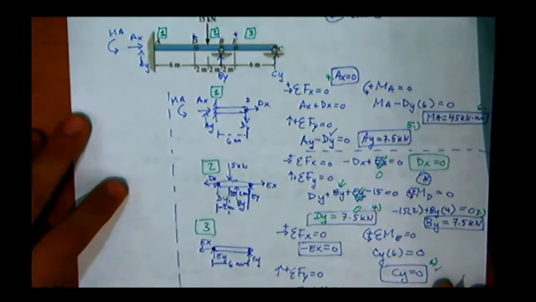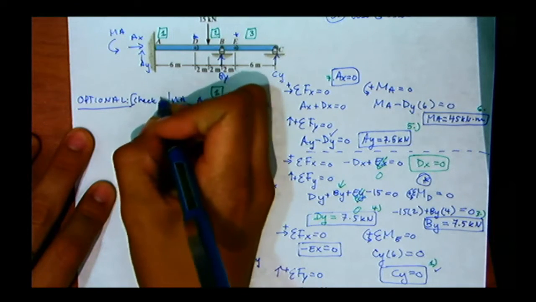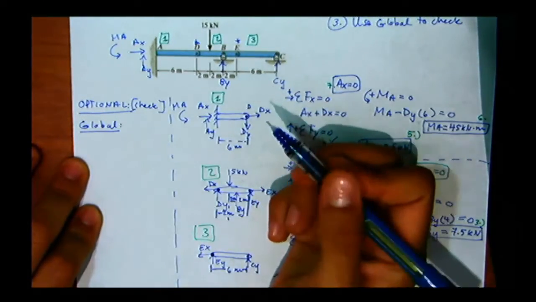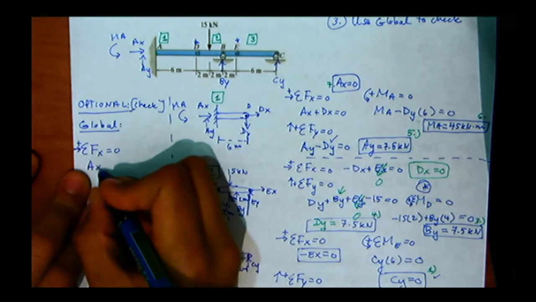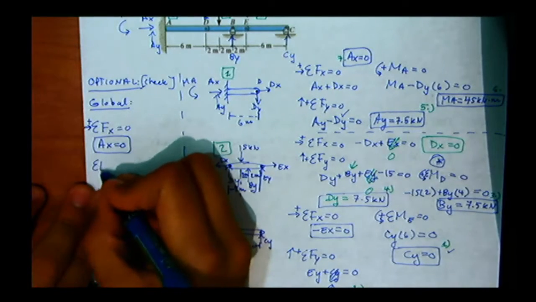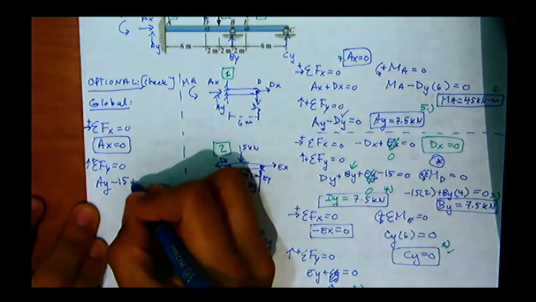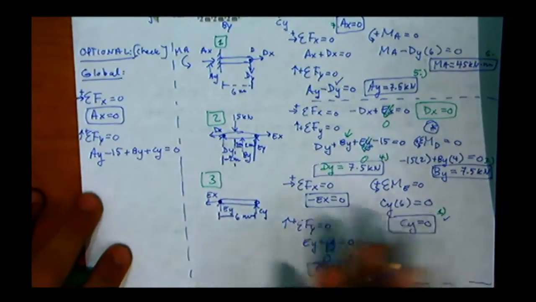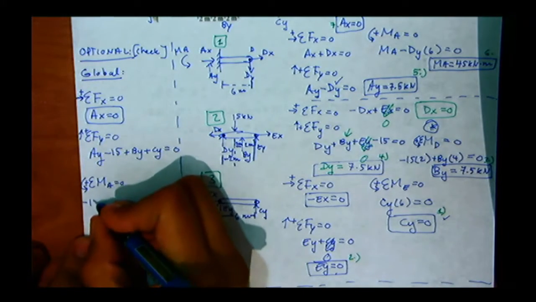So you could look at it as a whole, correct? Okay. And you could do sum of forces about x. Ax is 0. Then you do sum of forces about y. Minus 15 plus by plus cy is equal to 0. Then we can also take a moment, with by positive 10 and cy, which is also positive 18.